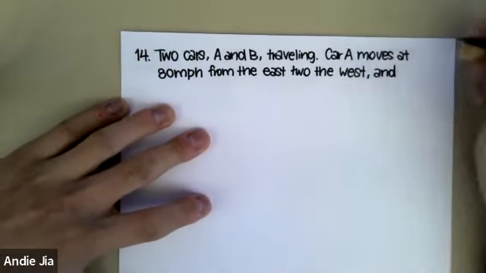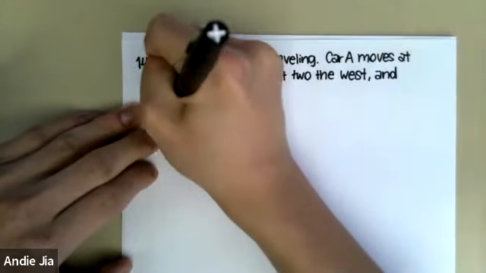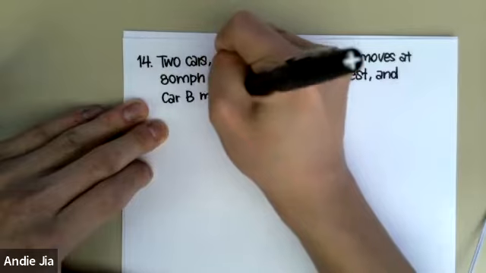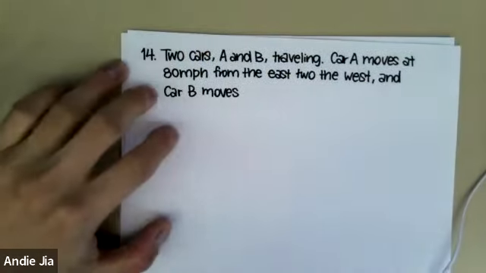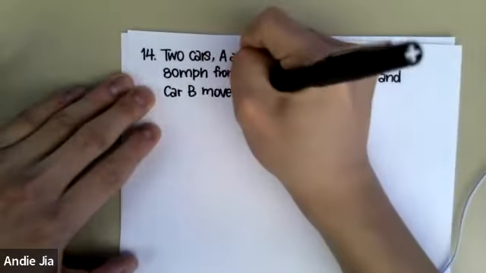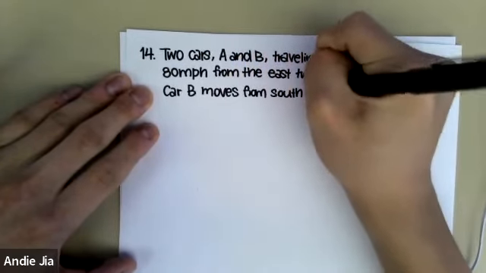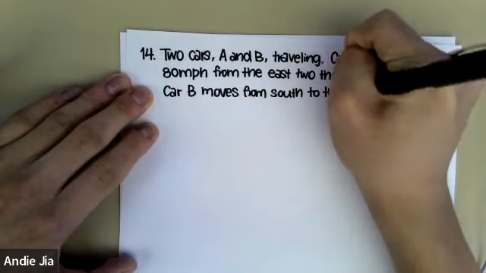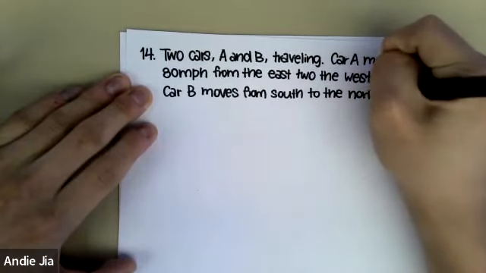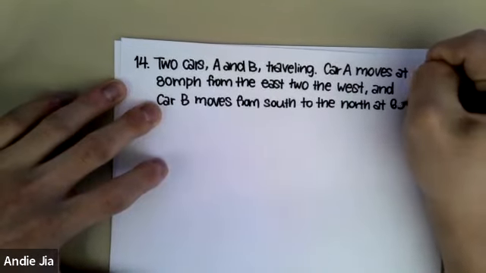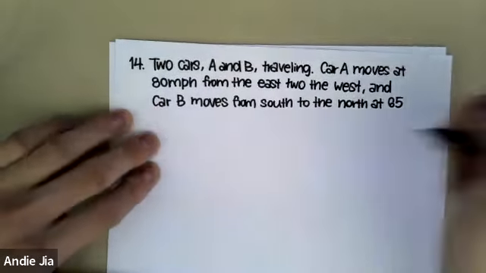So east to west. And car B moves from south to the north at 65 miles per hour.